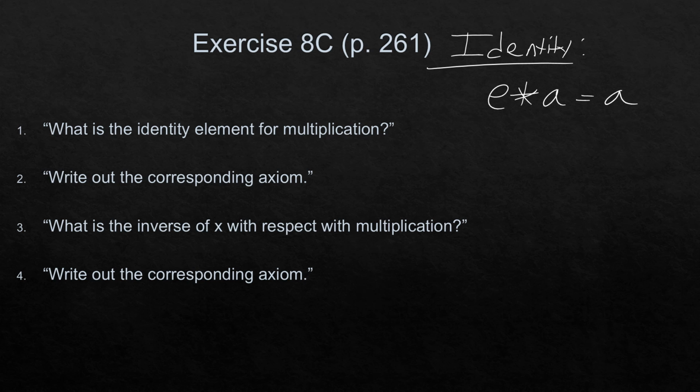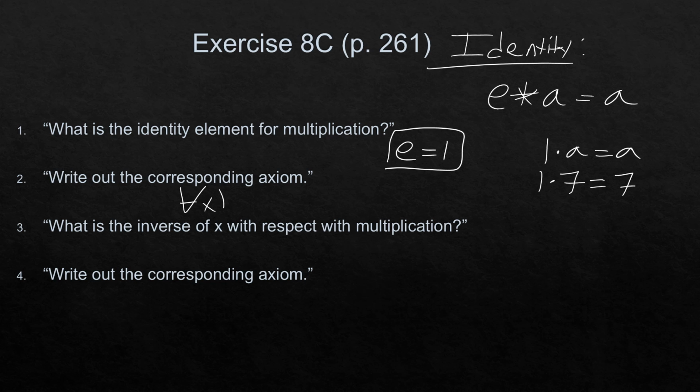So for multiplication in this binary operation, what would E have to be? Well, clearly E equals 1 here because 1 times A is equal to A. 7 times 1 is equal to 7, and so on and so forth. And then we could write out the corresponding axiom for all x. 1 times x is equal to x.